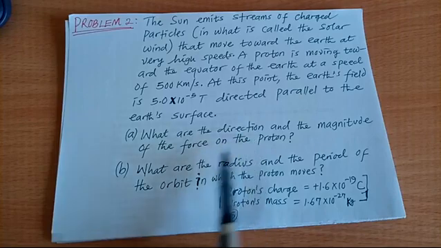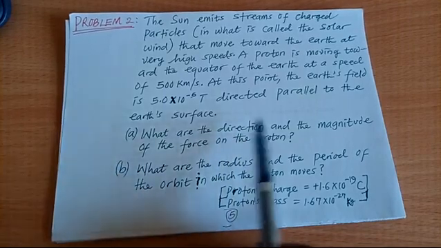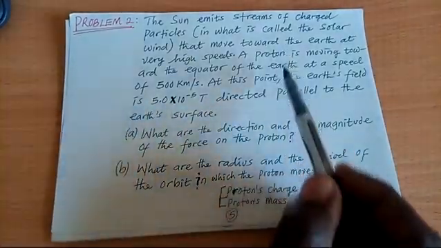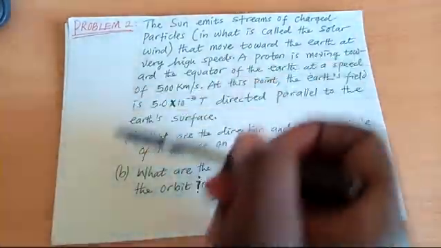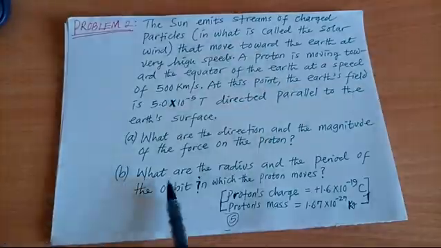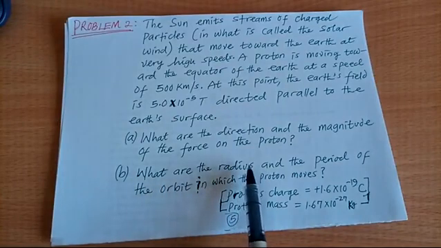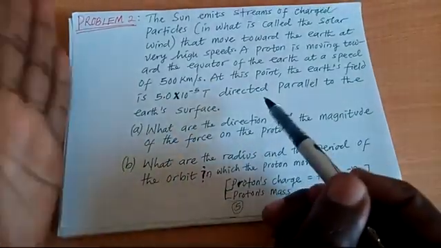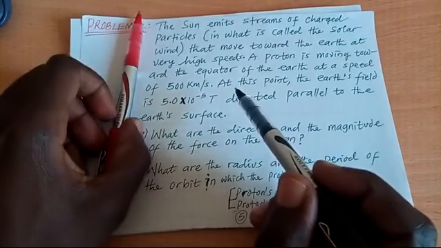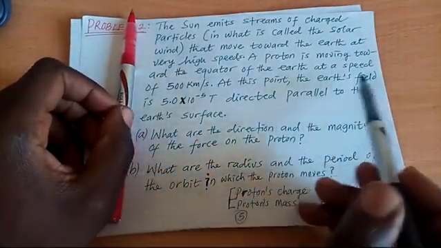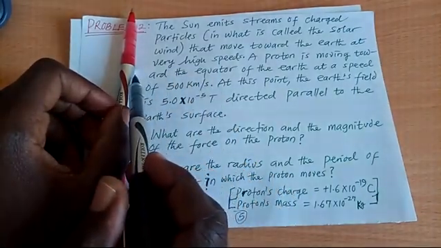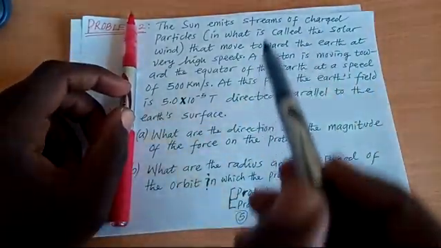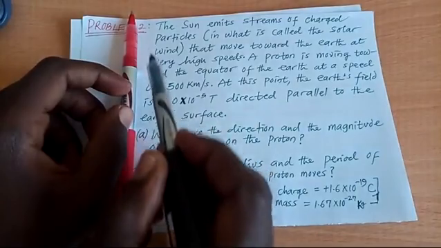on that proton. Then B says, we know that when the proton is approaching the Earth, it's not moving along a straight line just like that. It is moving along a circular path as it approaches the Earth. So the question is, what are the radius and the period of the orbit in which the proton moves? Let's say this is the Earth, and the proton is approaching the Earth, it is not just approaching like this as a car approaches a motor park. No, it is whirling along a circular path as it is approaching the Earth.